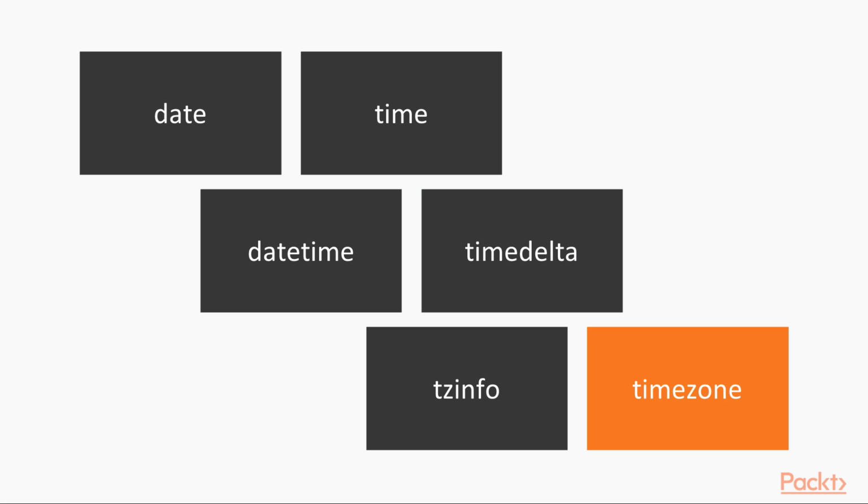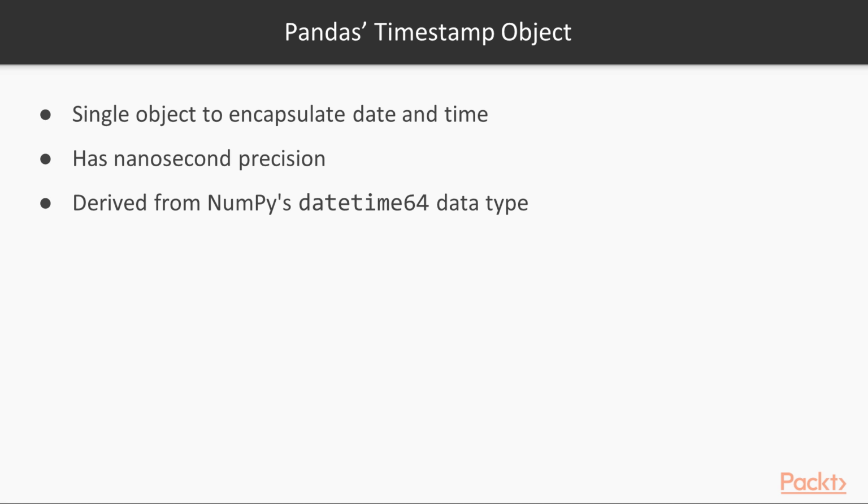The Pandas Timestamp and TimeDelta objects have all the functionality of their DateTime module counterparts and more. It will be possible to remain completely in Pandas when working with time series. On the other hand, Pandas has a single object to encapsulate date and time called a Timestamp. It has nanosecond, that is 1/1000th of a second, precision and is derived from NumPy's datetime64 data type. Both Python and Pandas each have a TimeDelta object that is useful when doing date addition or subtraction.